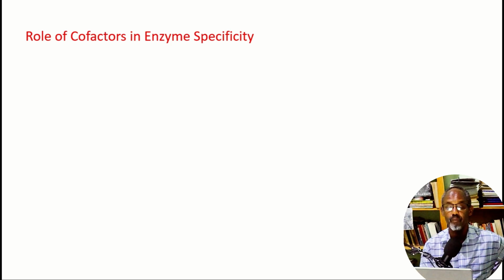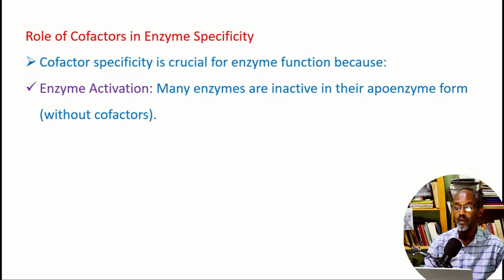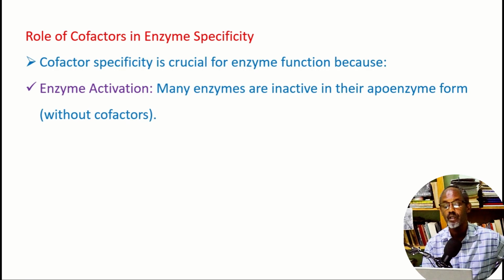Let's come to role of cofactors in enzyme specificity. Cofactor specificity is crucial for enzyme function because many enzymes are inactive in their apoenzyme form. What is apoenzyme? The protein part of the whole enzyme, the holoenzyme, we call it. These enzymes are divided into two categories in their chemistry. One group, protein-only enzymes. They have no chemical group. They are 100% protein made from amino acids.